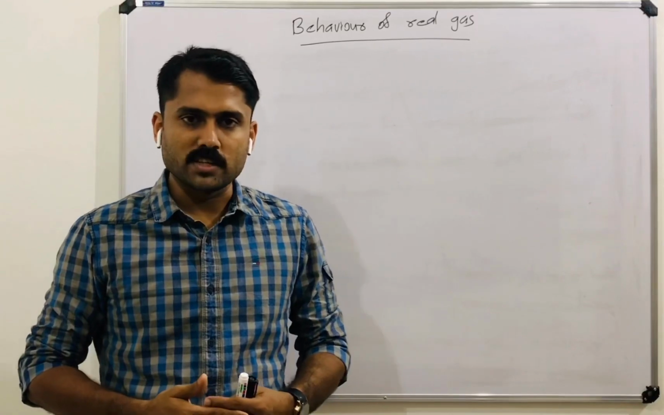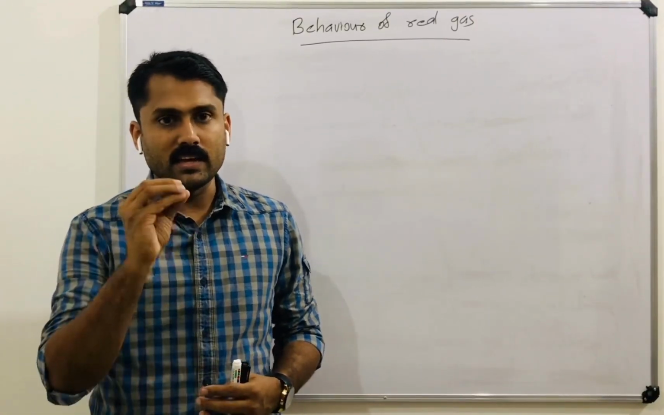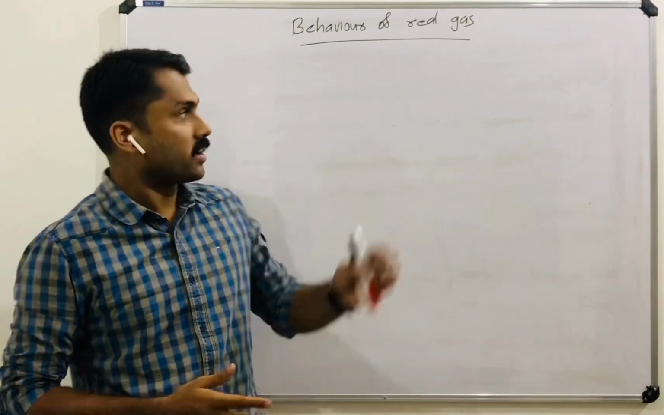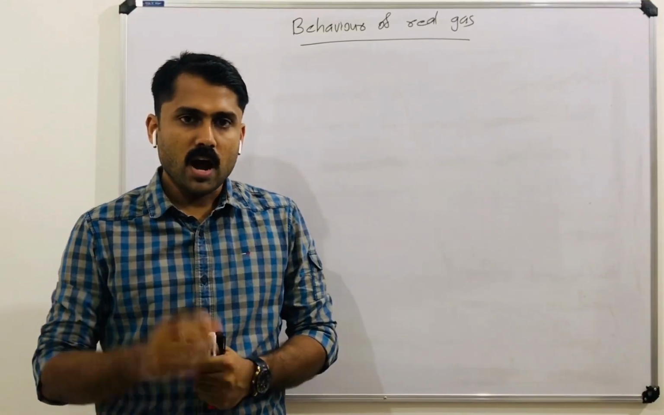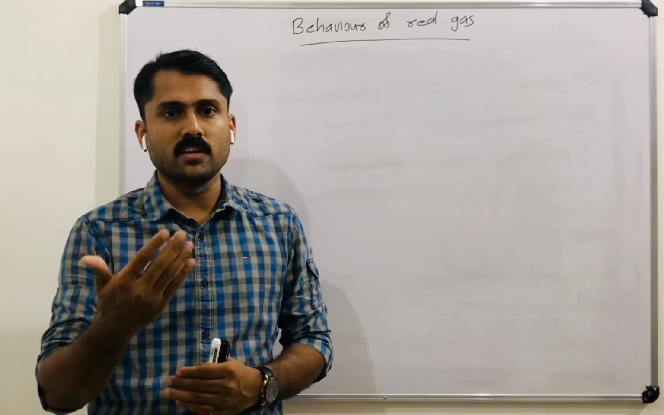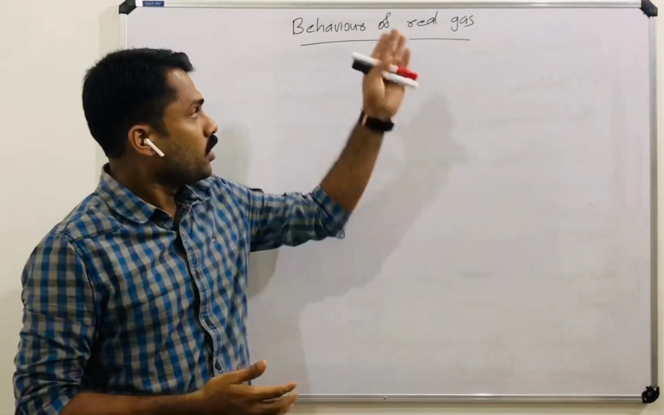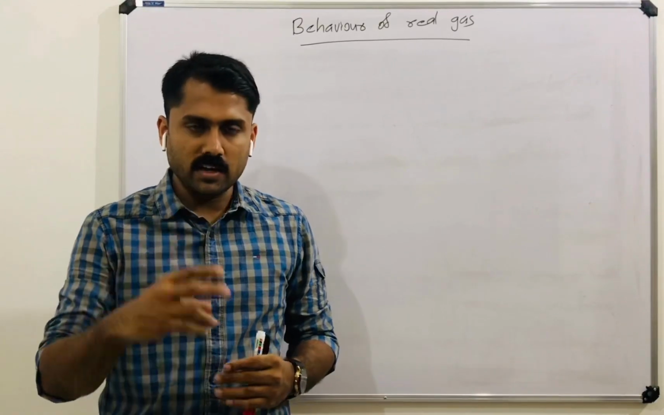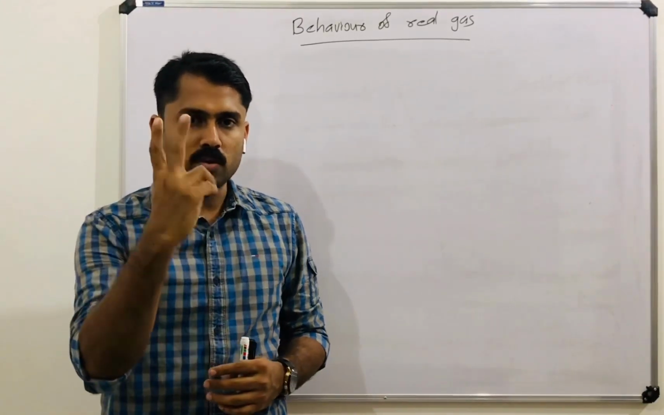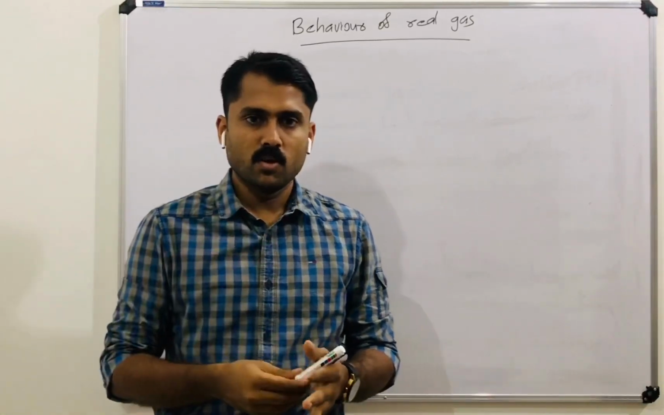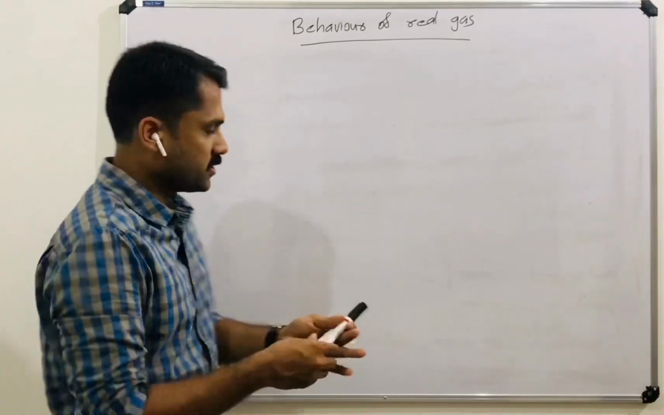Today we are going to discuss an important topic in states of matter, that is real gas. First we are discussing the behavior of real gas. We know ideal gases are imaginary, theoretical gases. But what about real gas? Real gas shows two deviations from ideal gas. What are the deviations of real gas?